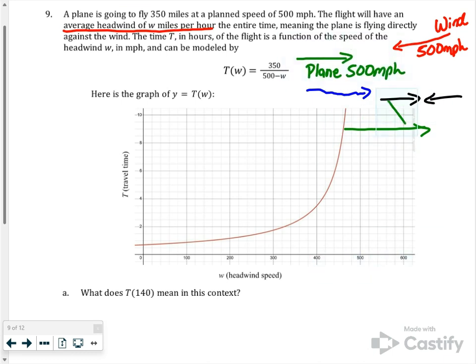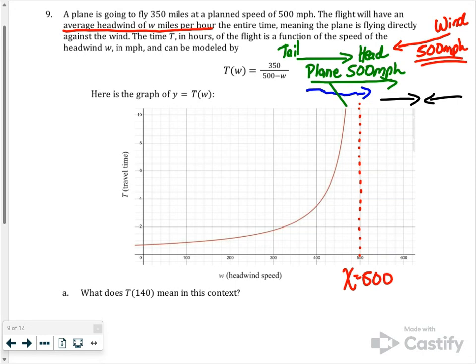Right? So you need to make sure that you're understanding this idea of a headwind, because the plane's head would be in front, and they call it a tailwind if there's wind at the back of the plane. So our whole idea here is that this scary 500 mile an hour wind is actually forming your asymptote. And we'd say that the asymptote is 500.